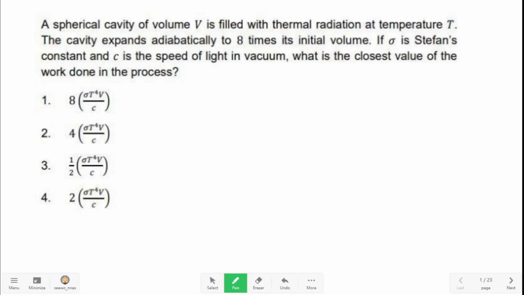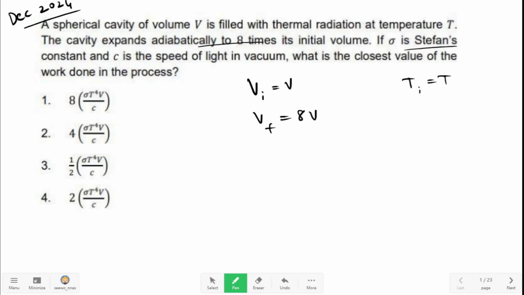In this session, let us solve a question from CSIR NET December 2024. We have a spherical cavity of volume V. It is filled with thermal radiation at a temperature T. The cavity expands adiabatically to 8 times its initial volume. So we have Vi is equal to V, Ti is equal to T, Vf, the final volume, is 8V. If sigma is the Stefan's constant and c is the speed of light in vacuum, what is the closest value of work done in the process?